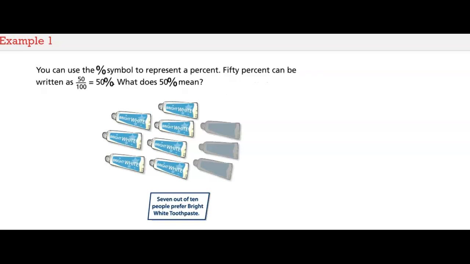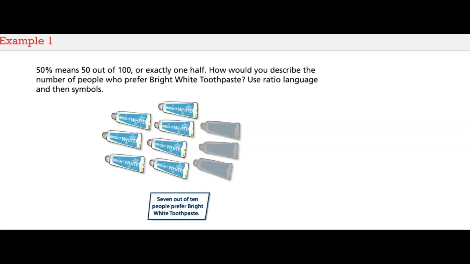You can use the percent symbol to represent a percent. 50% can be written as 50 100ths equals 50%. What does 50% mean? 50% means 50 out of 100, or exactly 1/2.